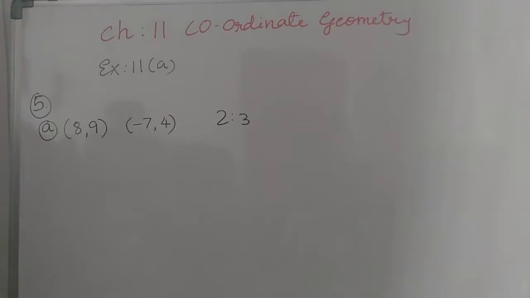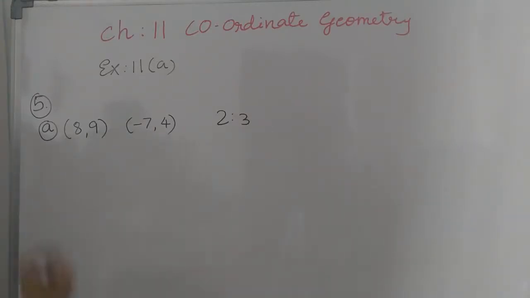Exercise 11A, question number 5. In this question, there are two sub-questions, A and B. So first of all, I solve the A part for you so that you can do the B part by yourself. Find the coordinates of the point which divides internally the join of the points. These are the coordinates of the points being joined, and this is the ratio given to us.